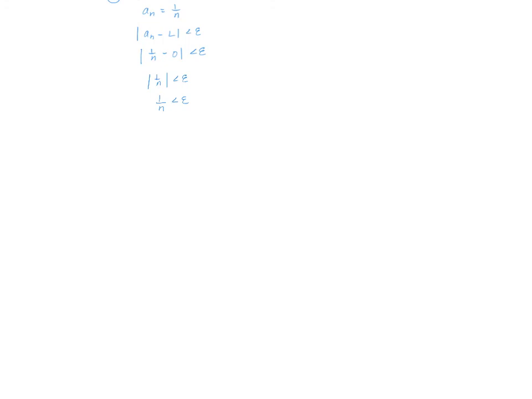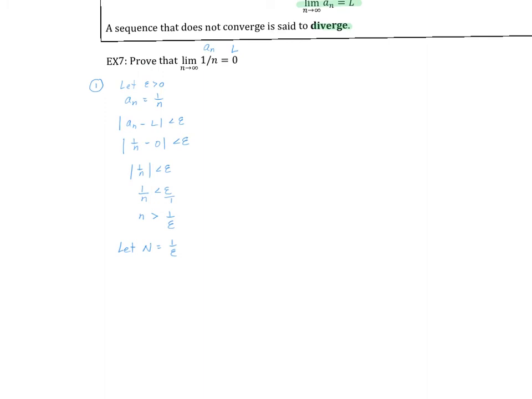And I want to solve for n. So remember in algebra, if you have two fractions and an inequality, you can flip them, but you have to flip the sign. So n is greater than 1 over epsilon. What I'm going to do is let my capital N be equal to 1 over epsilon. So the whole point of this scratch work was finding this capital N. This is not the proof. It's just scratch work. So here's my proof.